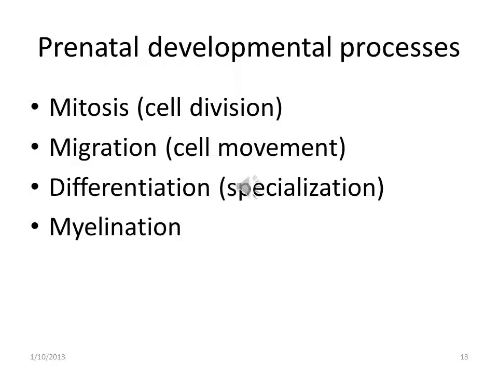During development, there are 4 major processes that neurons undergo as they're going through the process of growth and development. Those are listed here. Mitosis, which is cell division, that's creating more neurons. Migration, which is cell movement, in which neurons move to the correct locations in the nervous system. Differentiation, which is another term for specialization. That means taking on a specific identity as an interneuron or a motor neuron or some other thing. And finally, myelination, which is the process of laying down myelin along the axons.